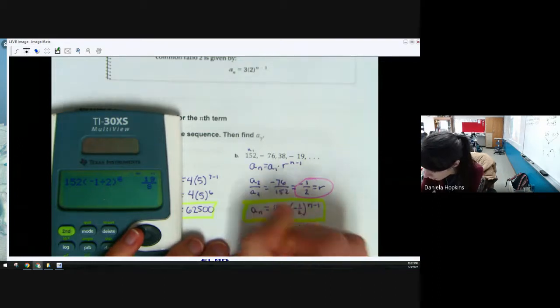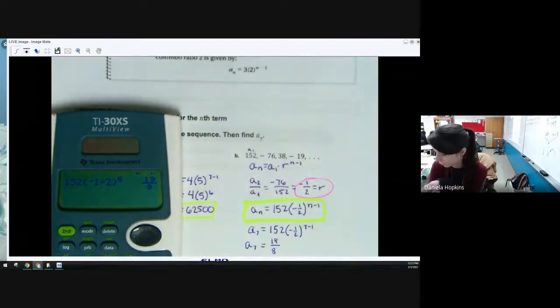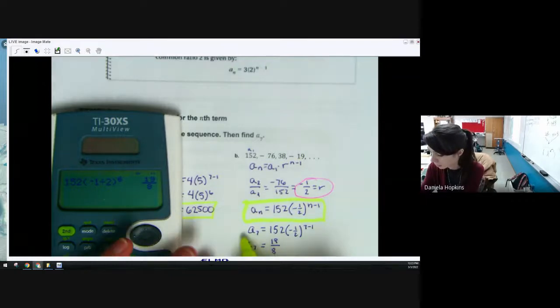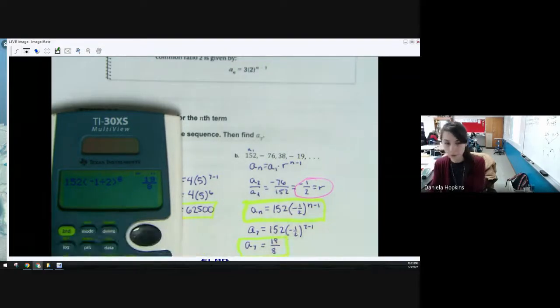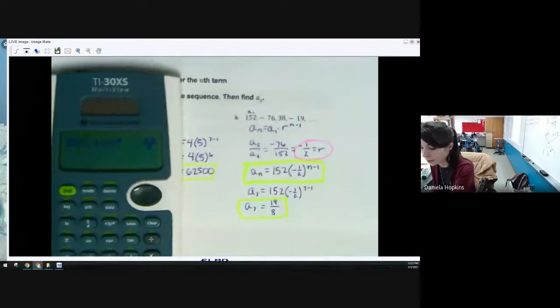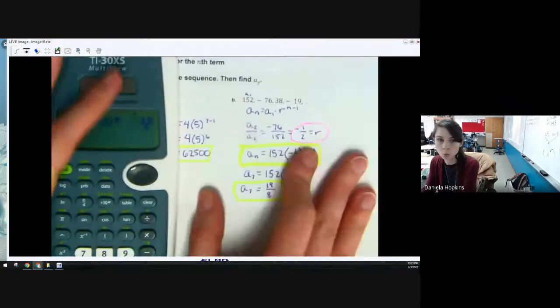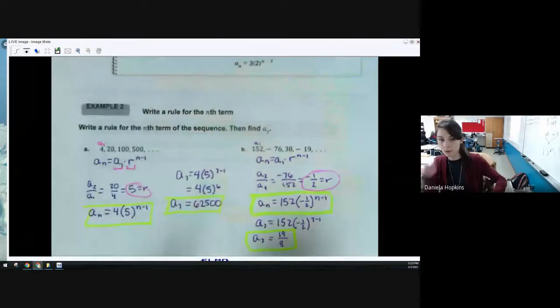Did anyone get anything different? Sweet. All right, so pretty straightforward. Any questions about example 1 or example 2? All right, let's look at some more interesting ones.